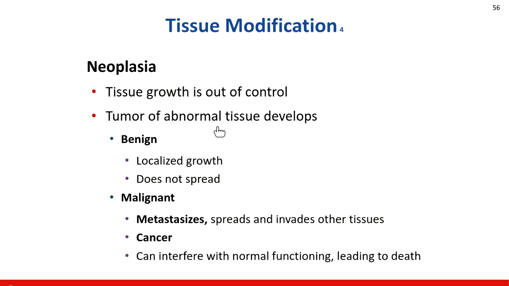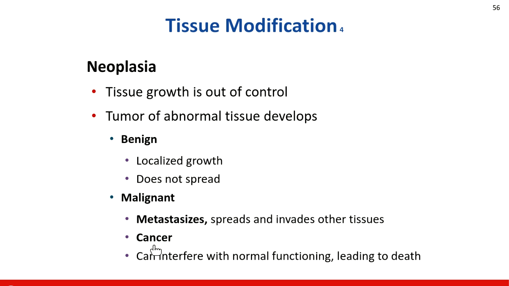Okay, so neoplasia, new growth, but it just grows at a much more rapid rate than normal. And so we start to develop this abnormal tissue. And there's two: benign, which is going to be a less hostile type of tissue growth. It's localized, it won't spread. And then you got malignant. The malignant, that's the bad one. That's the one we associate with cancer.